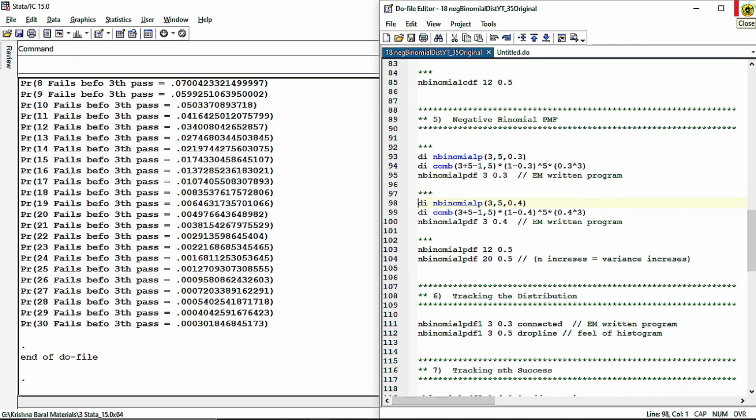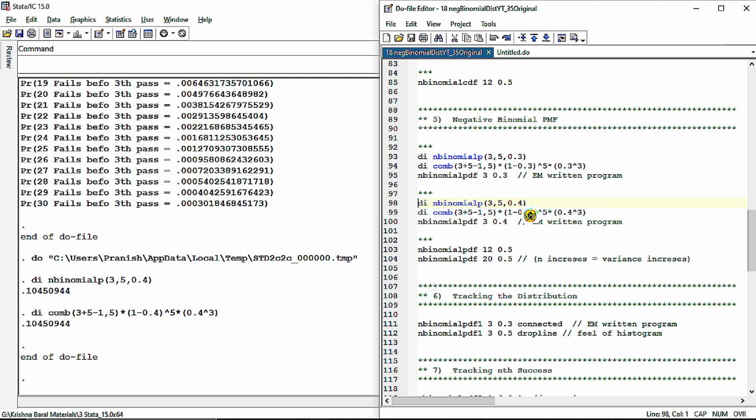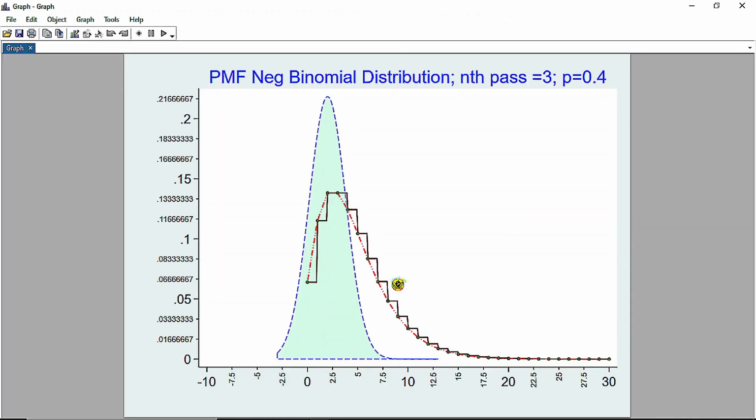Now let us see another example in which we increase the probability of success to 40%, and let us see what we get. Both of them should yield the same result. Now this time the probability of getting the fourth success after 5 failures has increased to 10.45%. So once we increase the probability of success, the probability also increases, which is obvious. Let us see it by the help of an example, 0.5 again. If we concentrate on this, it has increased to nearly 10%.